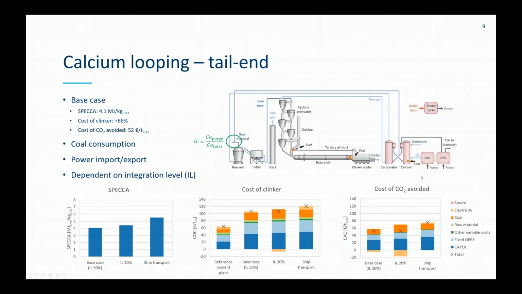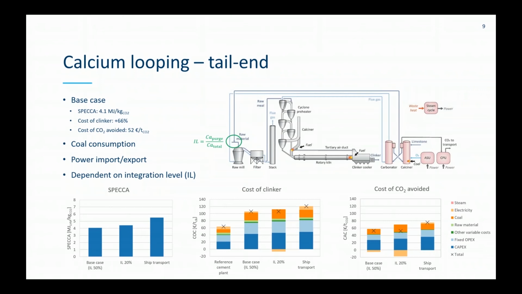A part of the calcium oxide from this system is purged and sent to the cement kiln, as we can see here in the darker blue arrow leading back to the raw mill. And the integration level, or let's say the fraction of the calcium oxide purge from the calcium looping system with respect to the total amount of material sent to the cement kiln, that is quite an important factor for this process. Different cases with different integration levels were investigated here.